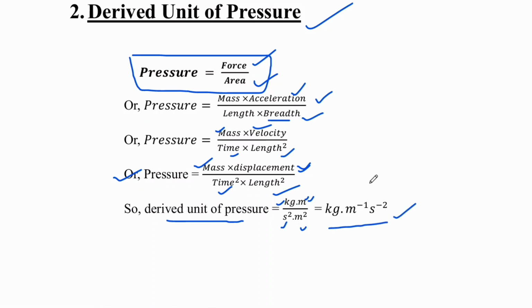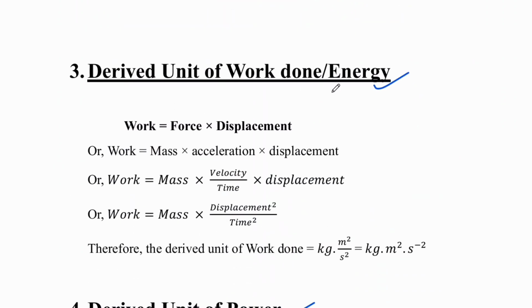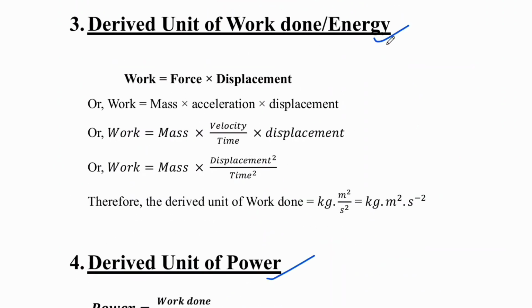This is also SI system. This is also an SI unit of pressure, and this is nothing but Pascal or Newton per meter square. Okay, Pascal or Newton per meter square can be written as kg meter inverse second to the power minus 2. This is the derived unit for pressure, and this is the derived unit for work done and energy.